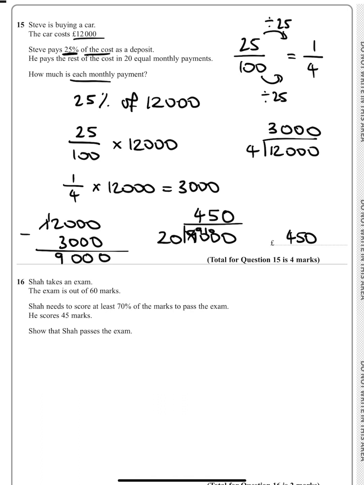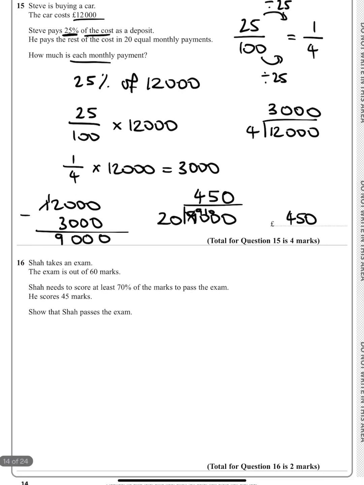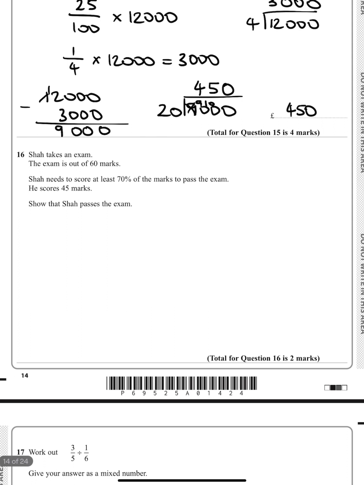Question number 16 says that Shah takes an exam. The exam is out of 60 marks. Shah needs to score at least 70% of the marks to pass the exam. He scores 45 marks. Show that Shah passes the exam. So the first thing we want to do is work out what 70% of the marks would actually be, and that would give us the minimum amount of marks needed to pass that exam.